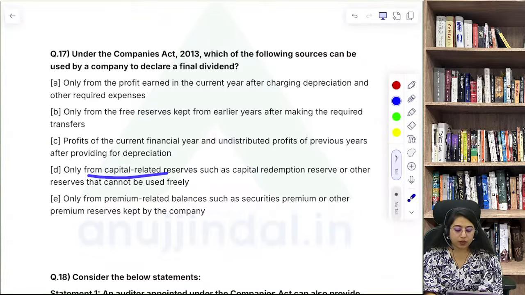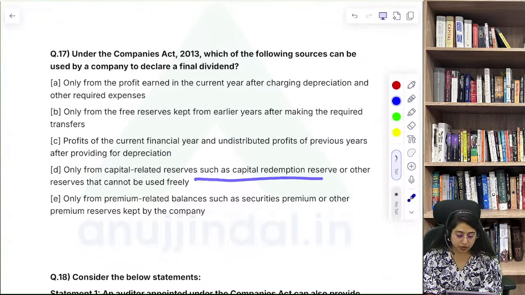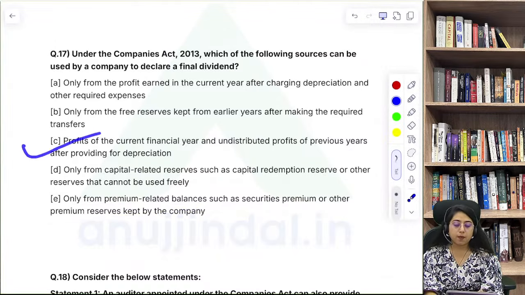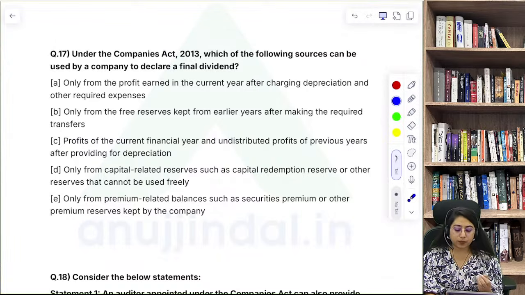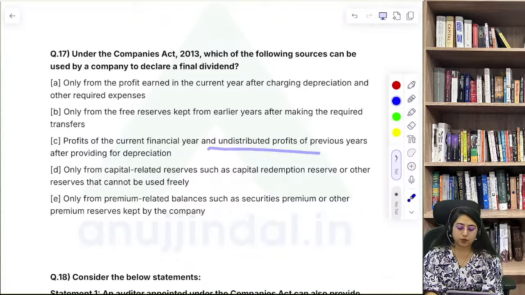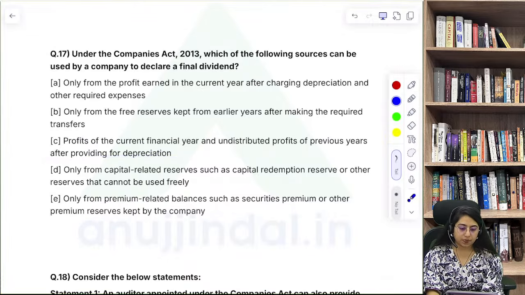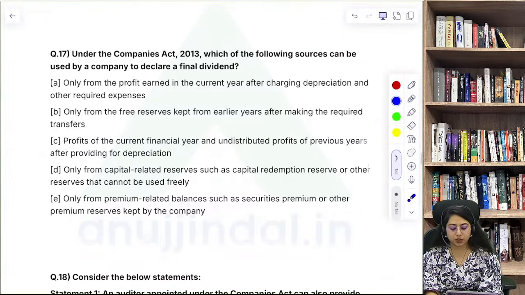Only from the capital related reserves, such as the capital redemption reserve or other reserves that cannot be used freely. Only from the premium related balances such as the securities premium, other premium reserves kept by the company. The correct answer here is option number C because dividends are generally given from the profits of the current financial year. This is the key word. Even if you would have known this, you would have made this question correct. And undistributed profits of the previous year, of course, after providing the depreciation. Very good. Rahul, Himanshu, Kajal, all are absolutely correct.